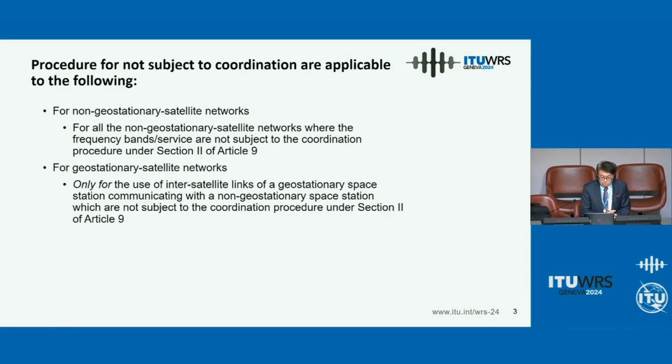Now, for geostationary satellite networks, as a default, all frequency bands used by geostationary satellite networks are subject to coordination. Only the use of the inter-satellite links of a geostationary satellite network that is communicating with a non-geostationary satellite network is not subject to coordination procedure under Section 2 of Article 9. Only that part of the inter-satellite link is not subject to coordination.